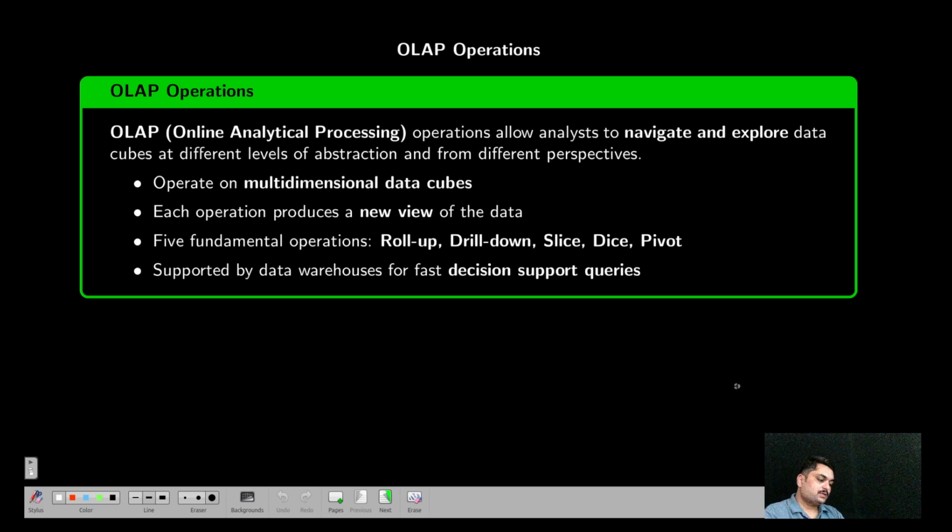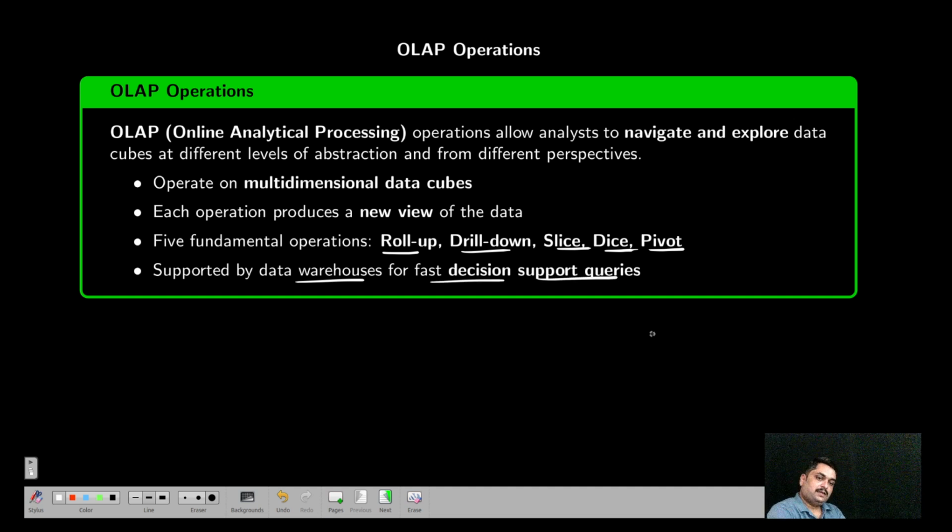Welcome. So far, we have understood the concept of the multidimensional data models, data cube, and then schemas, and then concept hierarchies. Now we'll understand what are the different OLAP operations that are performed on the data cube for efficient retrieval of the data for our business analytics. So operations allowed are roll up, drill down, slice, dice, and pivot. So these are the operations on data cube supported by data warehouses for faster decision support queries.